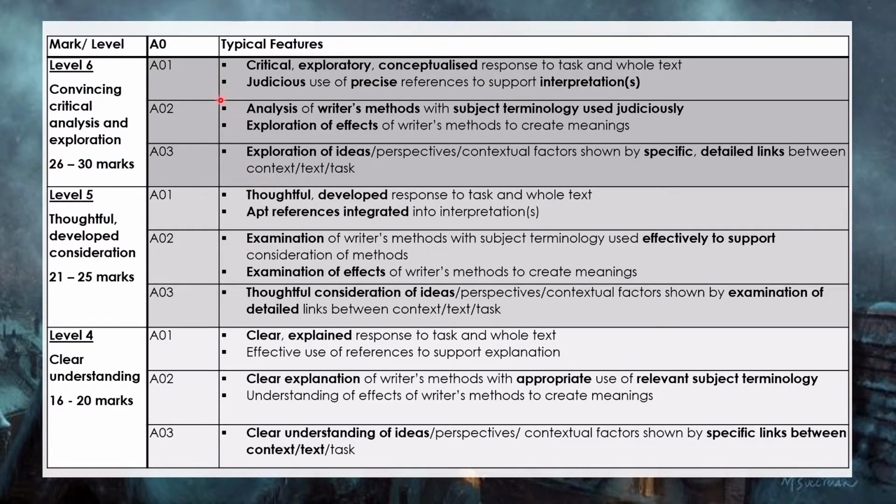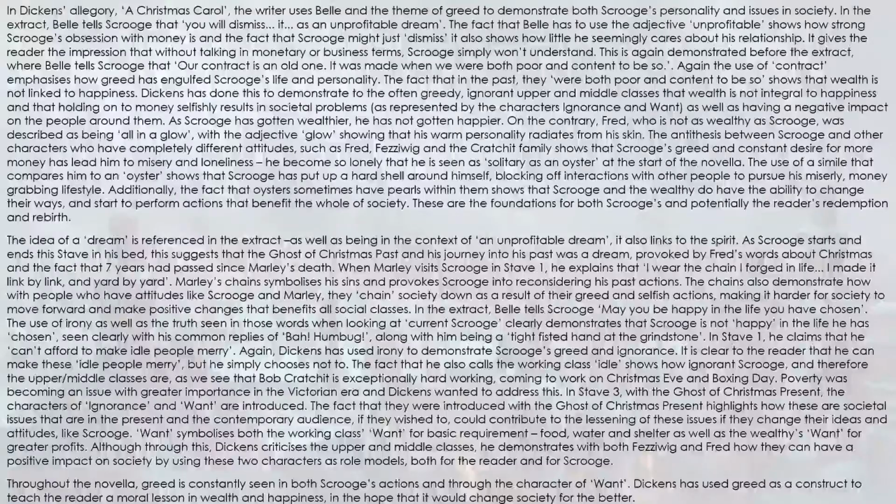going into more depth. And then up here, level 6, the top one, critical, exploratory, conceptualized. And this is where you are coming up with your own interpretations. You're saying things that come up to you and not necessarily everyone else, or you're thinking of alternative ideas. Analysis of writers' methods, you are looking very deeply into the words, the language and the structure, and the exploration of ideas of contextual factors, not just stating them, but explaining the link between the contextual factors and the novella as a whole.